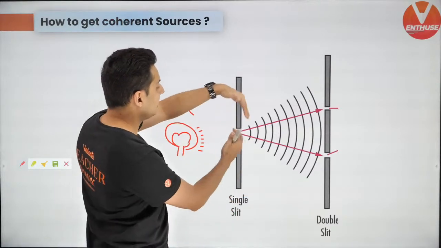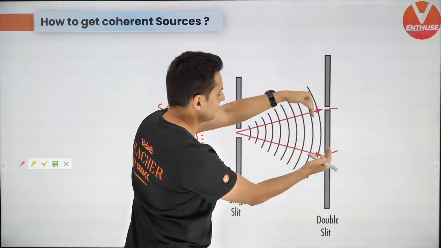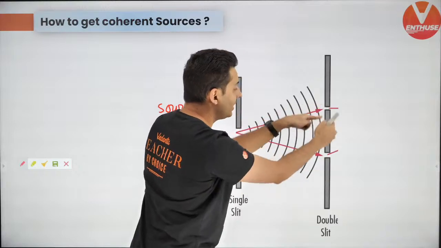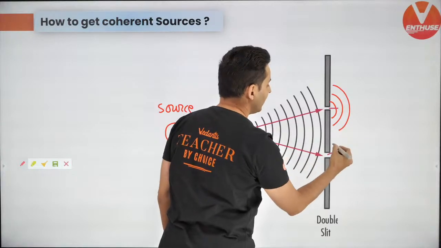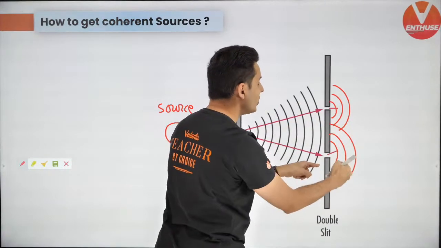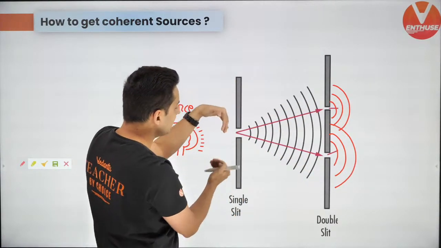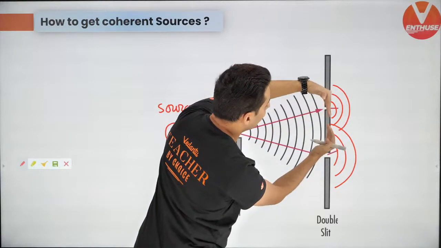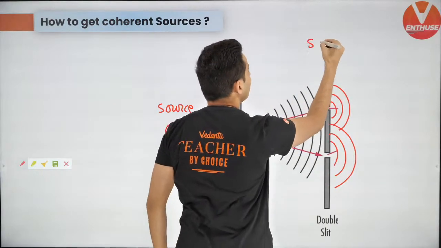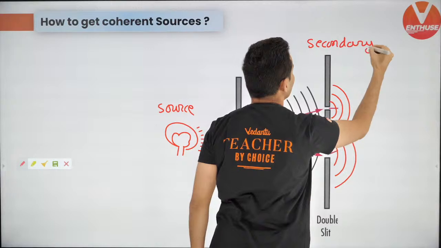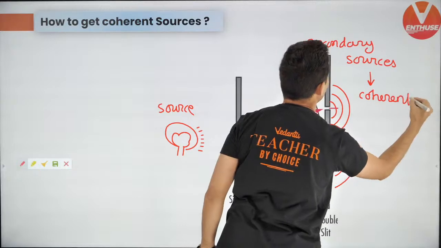What is going to happen when the light spreads? There are going to be wavefronts created like this, crest, trough, crest, trough, and they are going to land on these two slits simultaneously. Again from these two points the light is going to spread like this. These two are going to be in sync because they are at the same distance, and if a crest comes from here, that crest will land on both the slits simultaneously. So these two slits will behave like secondary sources, and they will always be coherent sources.